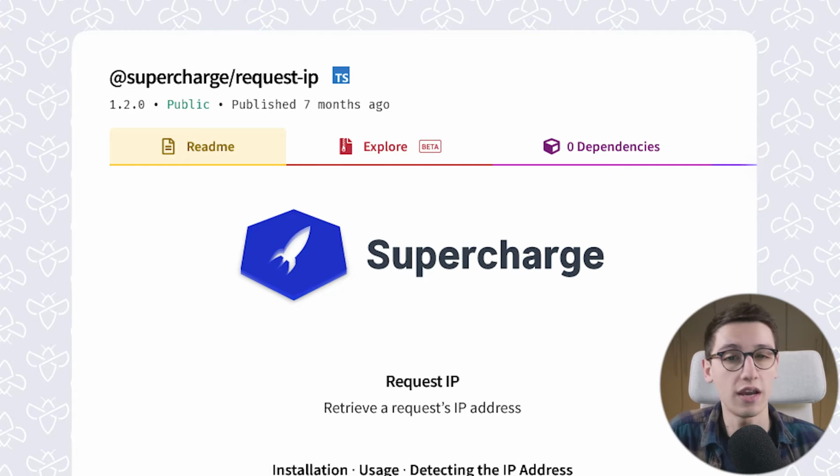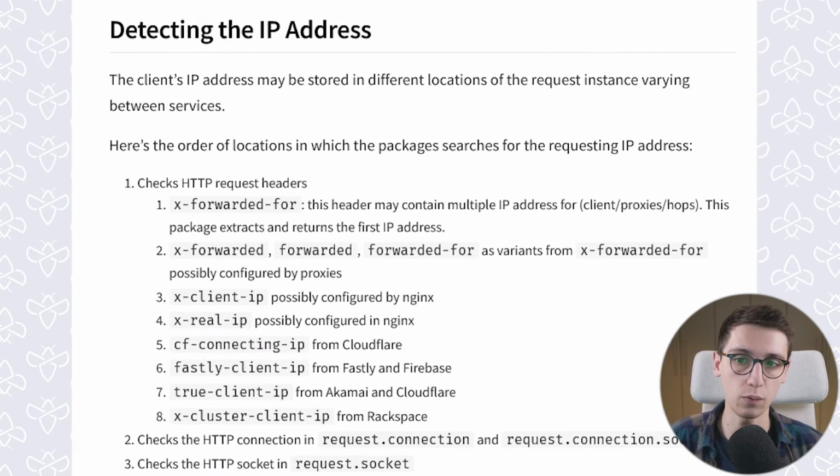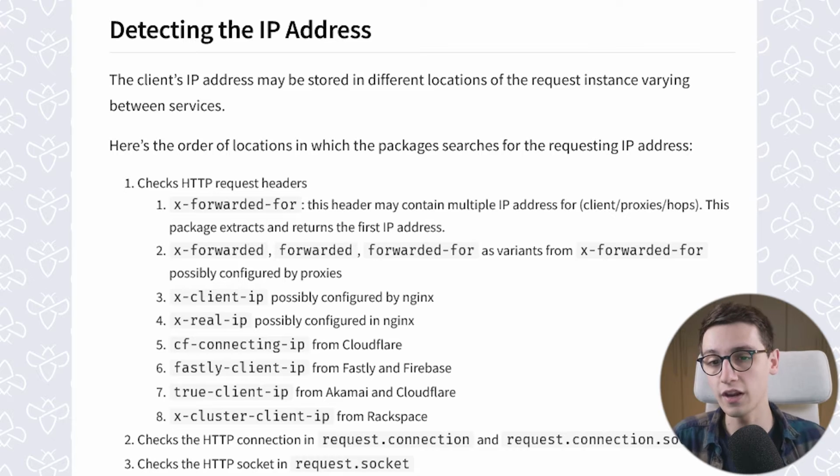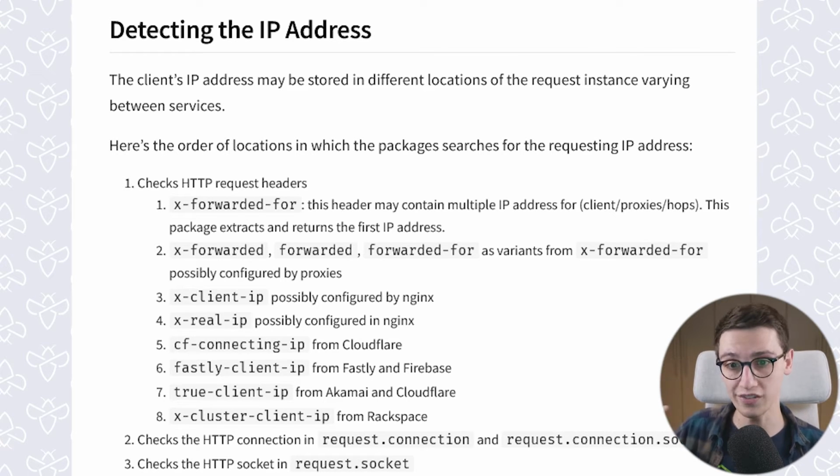We can take a look at their README page because it says that it will check HTTP request headers for the IP address. First of all, it will check X-Forwarded-For, X-Forwarded, Forwarded-For, X-Client-IP, and then X-Real-IP. Now we already know that X-Real-IP is being used here because that's the only header that wasn't removed in the isAuthid middleware. So X-Real-IP is the one that's being used.